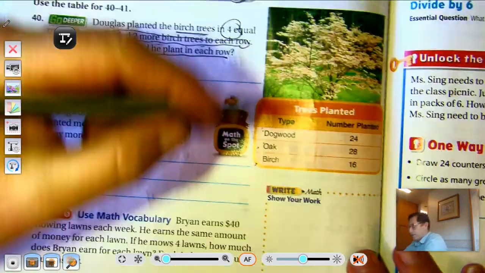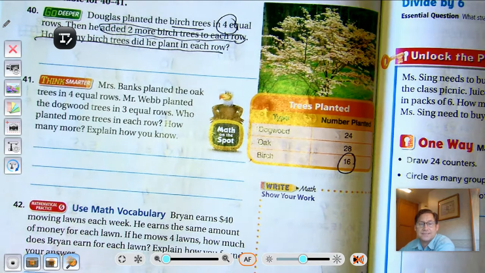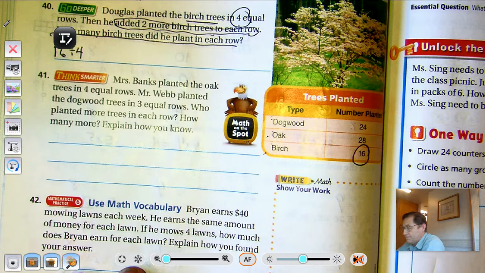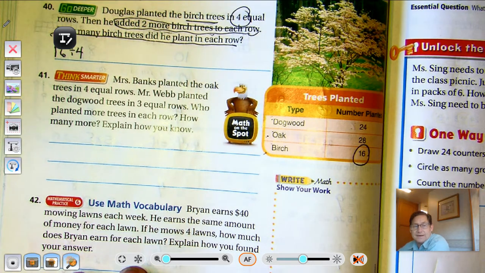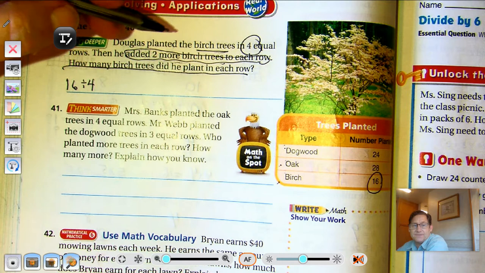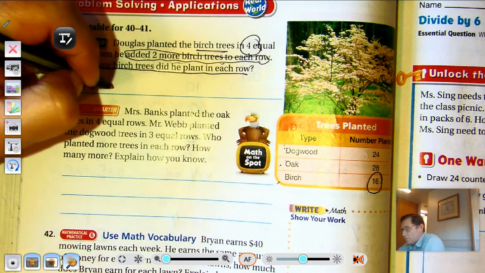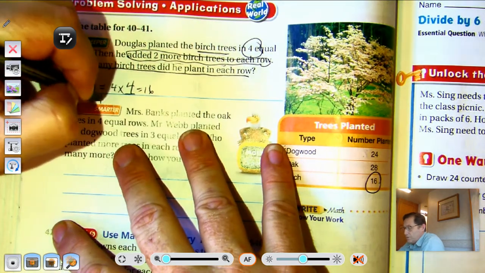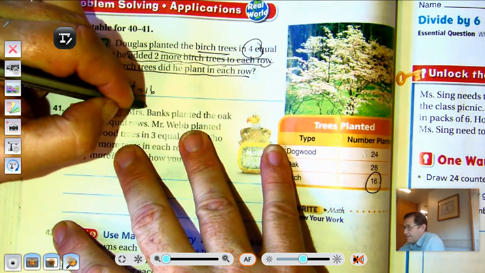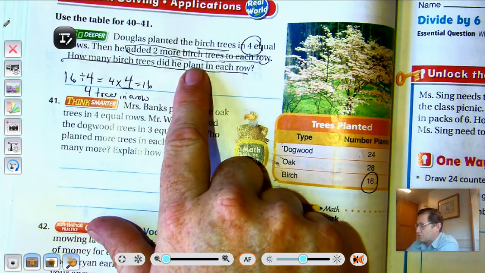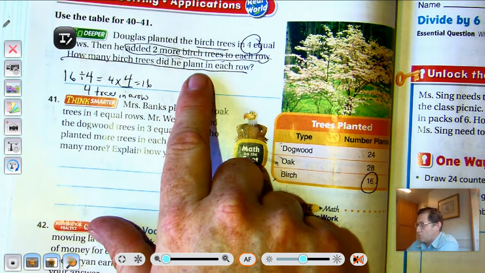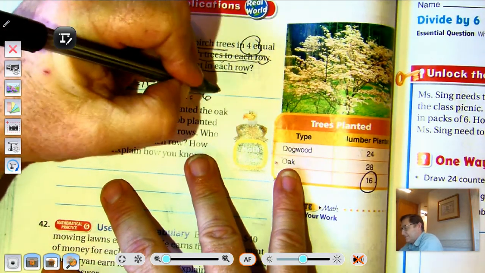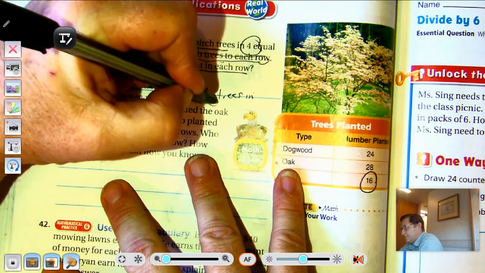All right, so we have 16 birch trees. 16 divided by 4. That'll help us figure out how many he planted first. So 16 divided by 4 is the same as saying 4 times what is 16? 4. So 4 trees in a row. And then he added 2 more birch trees to each row. So 4 plus 2, 6. 6 trees in each row.